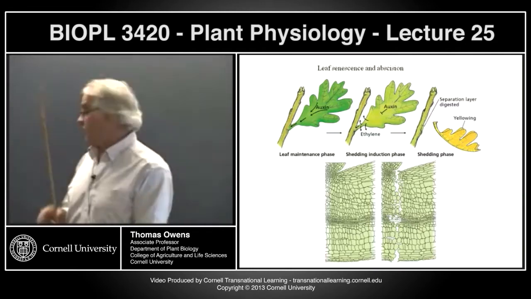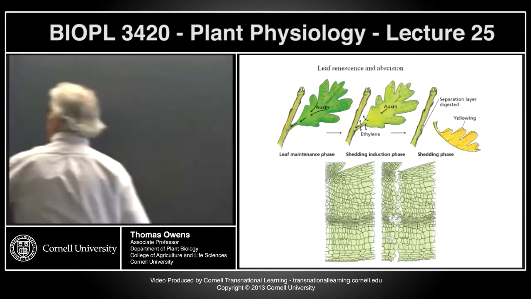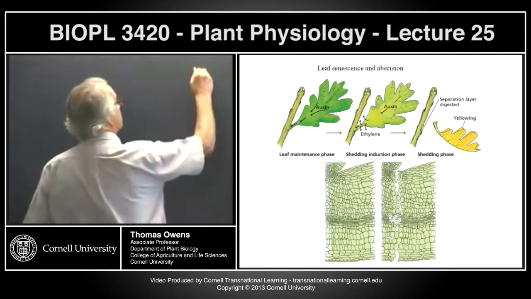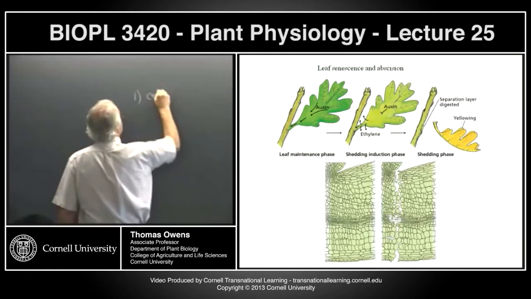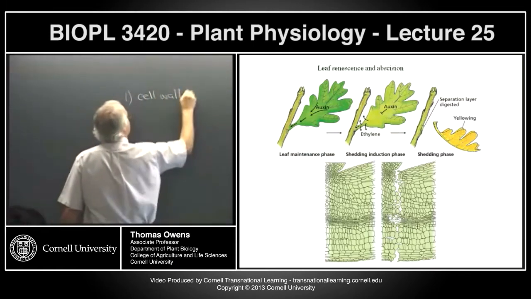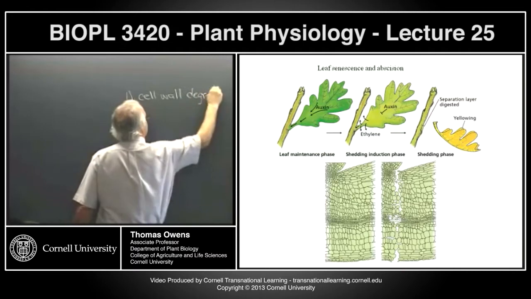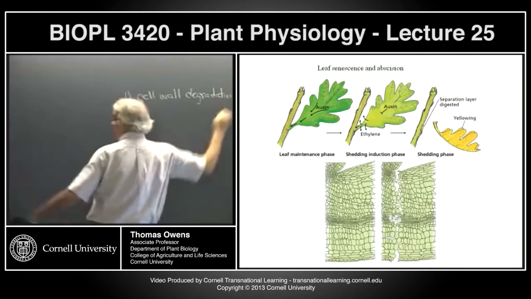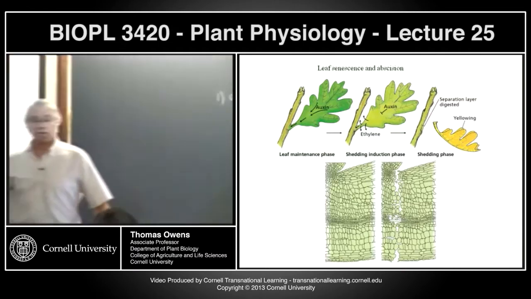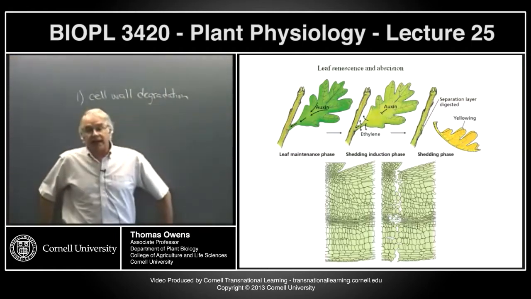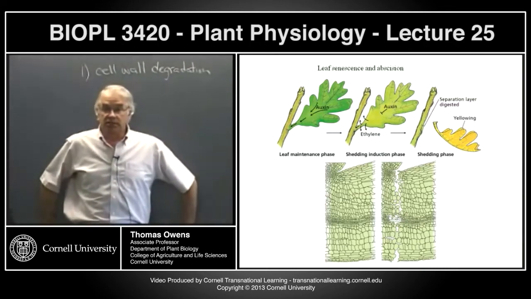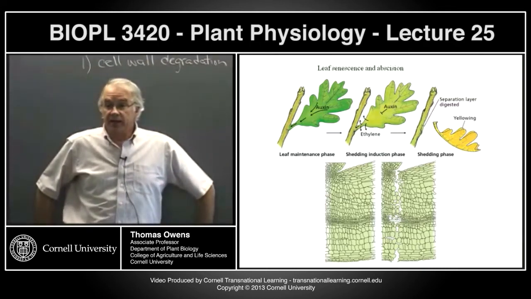The result of ethylene in that abscission zone is twofold. First of all, there is the production of cell wall degrading enzymes. So in these specific cells, in this layer, cell wall degrading enzymes are produced. But it turns out that in most cases that is not sufficient to cause abscission. There's one other thing that is required, and that is there has to be sufficient water potential in the leaves.